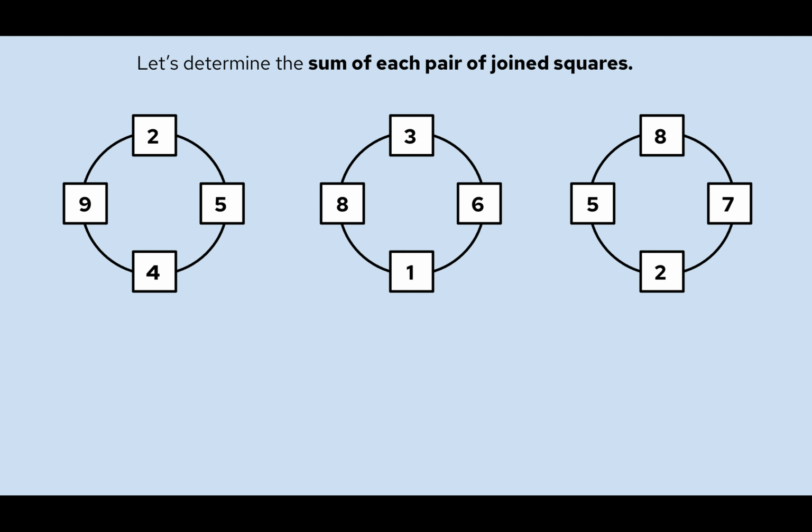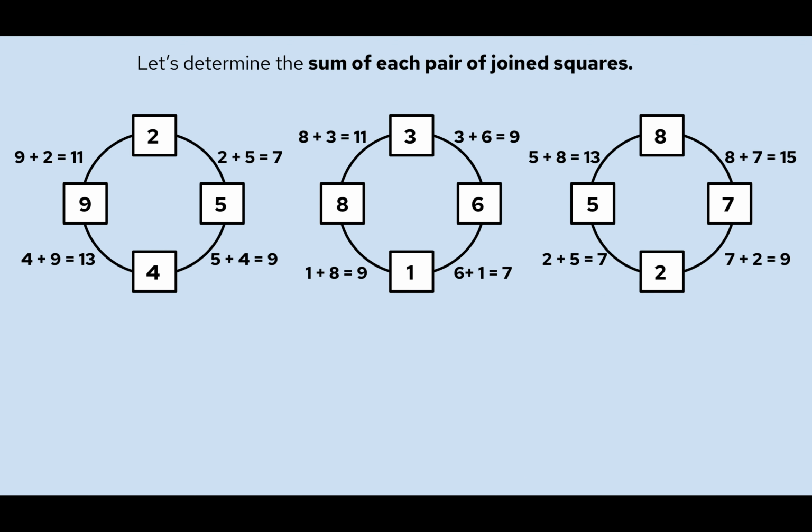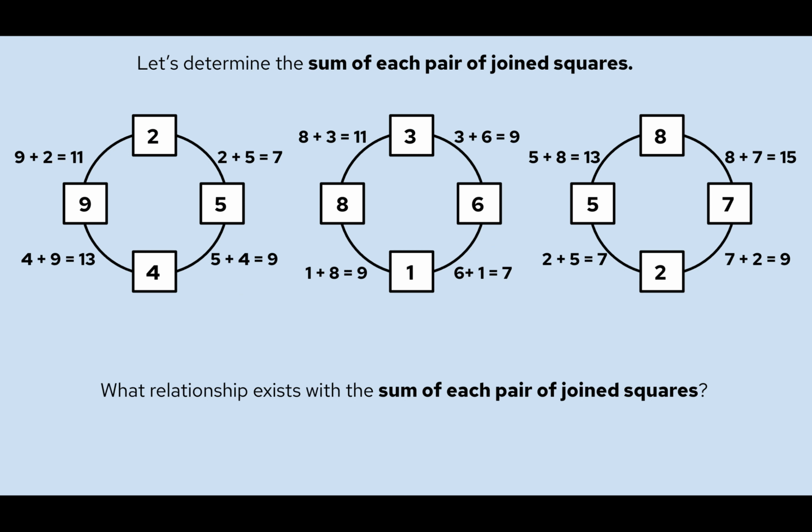So let's determine the sum of each pair of the joined squares. So we're going to add them. So you can see that the sums are 11, 7, 9, and 13 for the first circle. The second circle is 11, 9, 7, 9. And for the last circle, 13, 15, 9, and 7. So what relationship exists with the sum of each pair of joined squares? Again, you might want to pause the video. I notice that the sum is always an odd number.